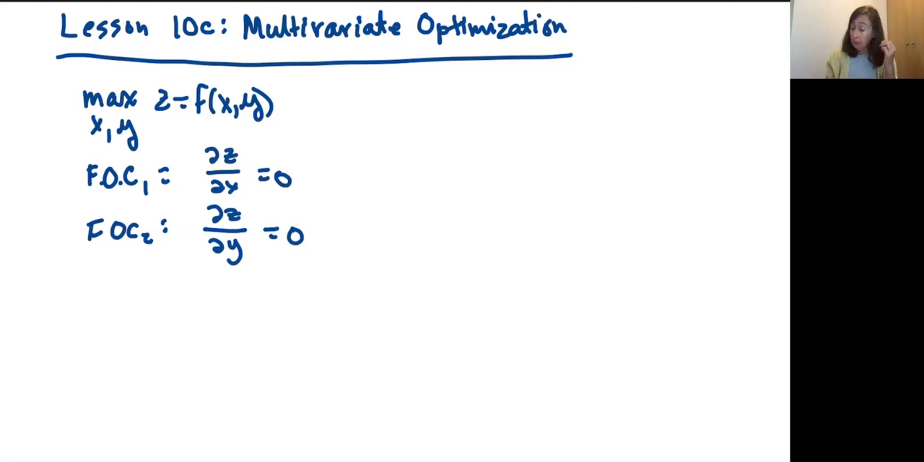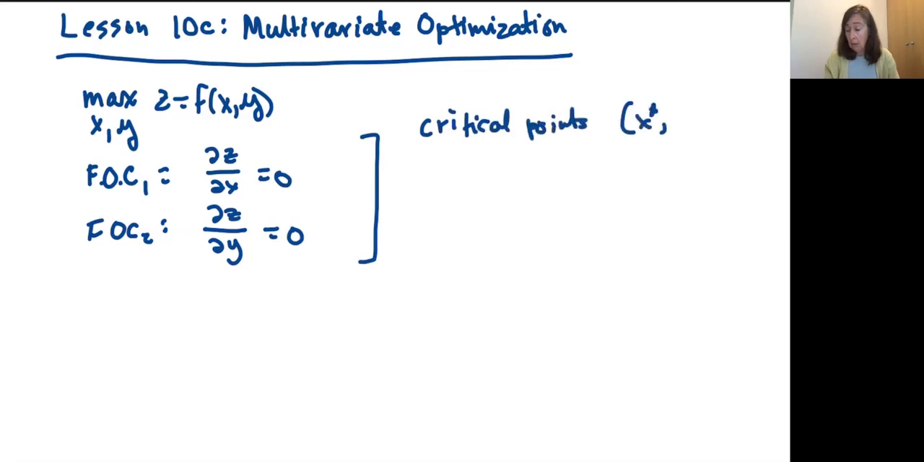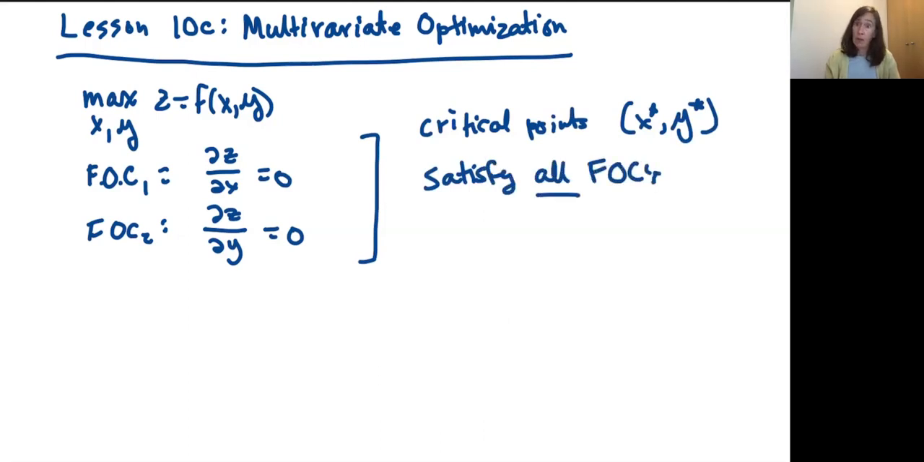Okay, so the first thing we do is find all those first derivatives, set them all equal to 0, and use them to find the critical points, which we're going to call x star, y star. Find the points that satisfy all of the first order conditions. So we'll have as many equations as we have choice variables, and at each critical point, all those equations have to be true.